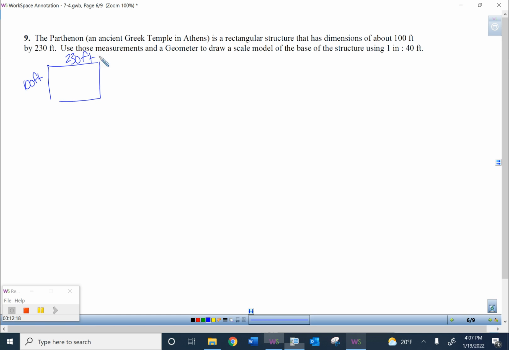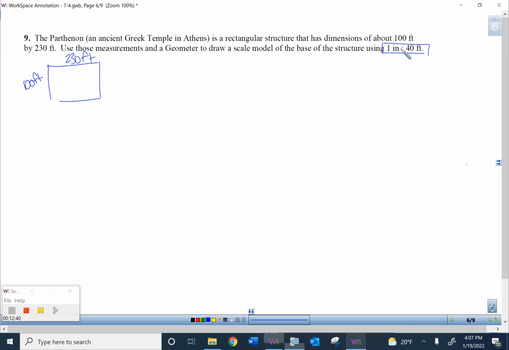Then it says use those measurements and a geometer to draw a scale model of the base of the structure using 1 inch representing 40 feet. So our job is to, 1, find what the scale dimensions would be, but then 2, actually draw it. Okay, so first thing is we're going to use this.